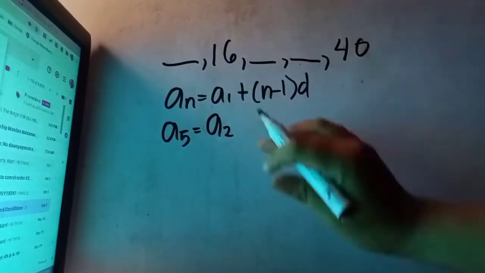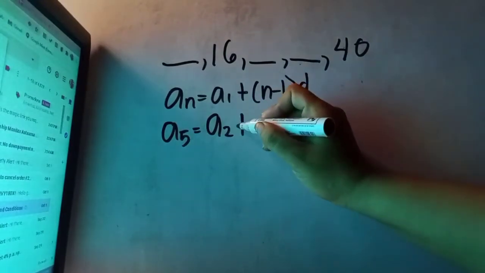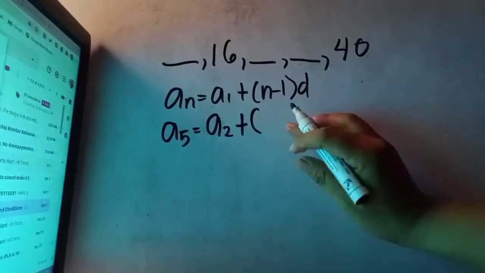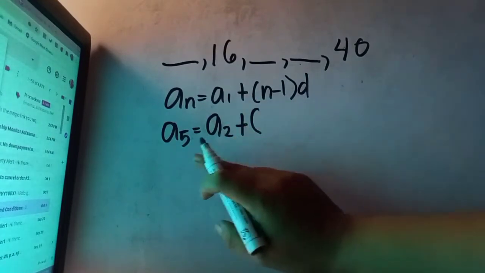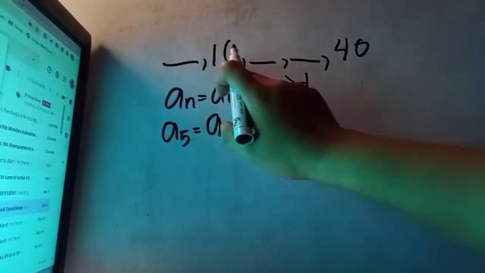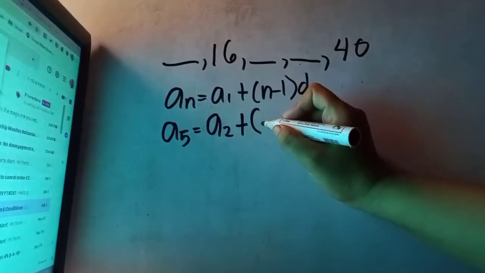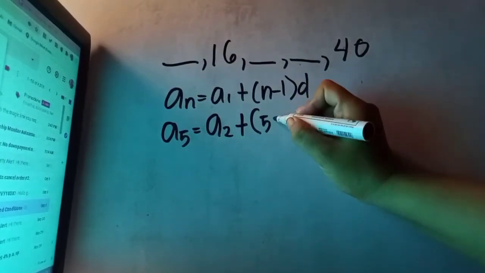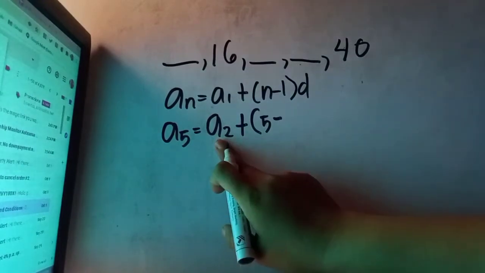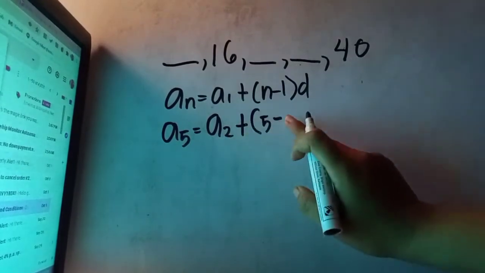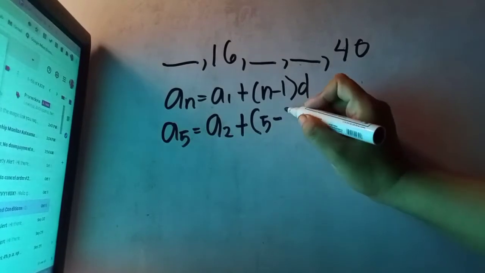Ito yan. So, A sub 2 plus ang n. So, yung magiging n natin is 5. Kasi ito yung n natin. So, 1, 2, 3, 4, 5. So, magiging 5. Minus, ito dito. Dahil sa A sub 2 tayo magi-start, ang ma-minus natin dito ay 2.